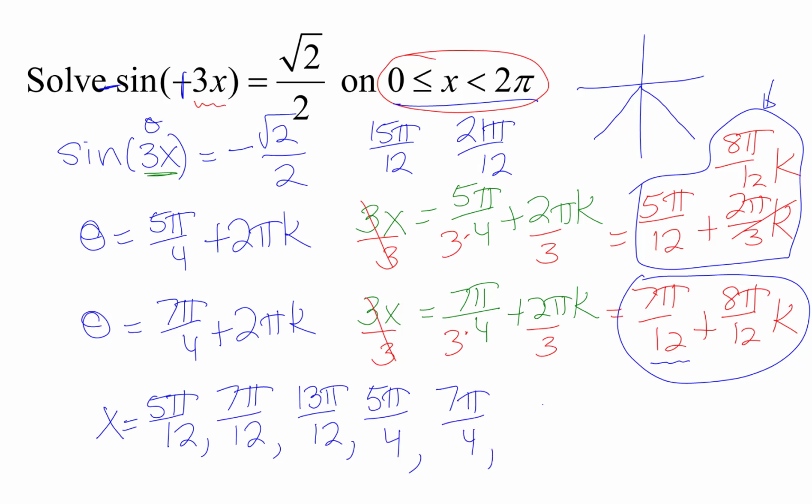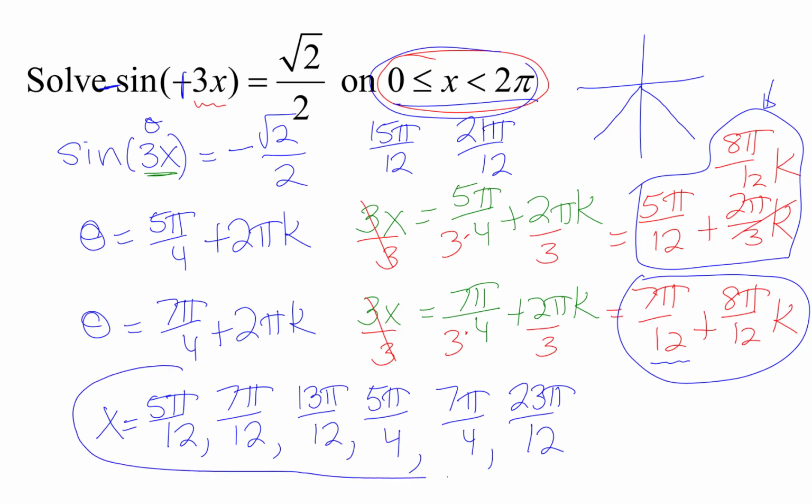I need one more. So I'm going to take the second solution of 7 pi twelfths and add the 16 pi twelfths. So that's going to be 23 pi twelfths. If I added another loop around on the first solution, I'm going to be past my interval of 0 to 2 pi. Here are my 6 solutions to this equation.